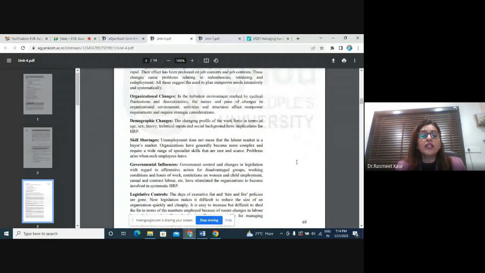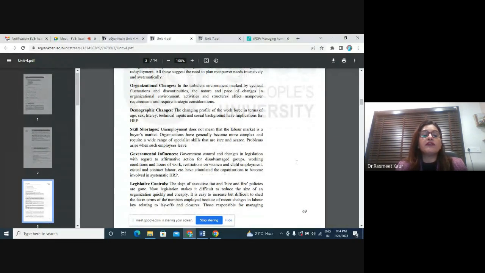Then, if you read a few other points which are written at macro level, just have this understanding that macro is something we are talking about from the nation's point of view, from the industry's point of view. So, there are certain demographic changes. In your country and in my country, there are different demographic changes related to the human resource, in terms of, let's say, literacy, technical input, social backgrounds.